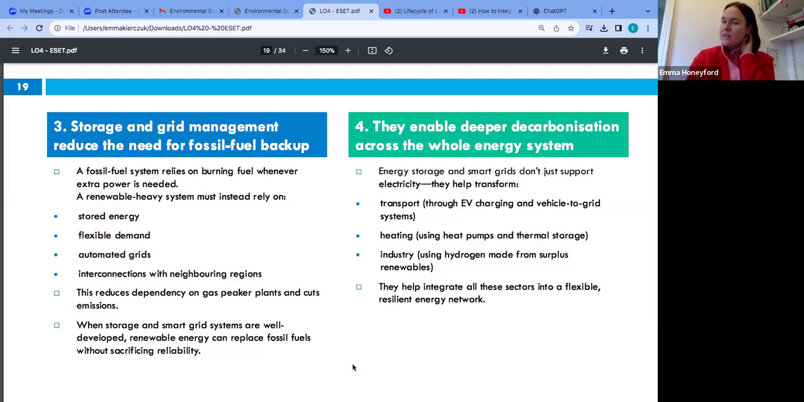So the next section is around enabling deeper decarbonisation across the whole energy system.